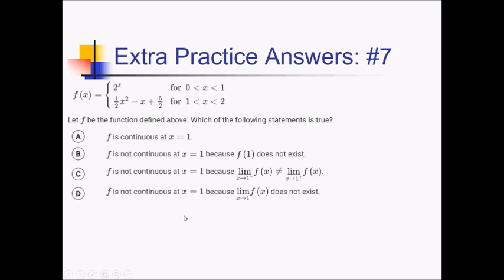So let's take a look at our left side limit. As we approach 1 from the left side, we're using this rule where we have x values less than 1. So that's 2 to the 1 power, which is just 2. As we approach 1 from the right side, now we have to use this rule for values greater than 1. So that's going to be, let's see, 1/2 minus 1 is negative 1/2, plus 5 halves is positive 4 halves. That's going to equal 2 as well. So our limits match up. That tells us that the limit at x equals 1 does exist.